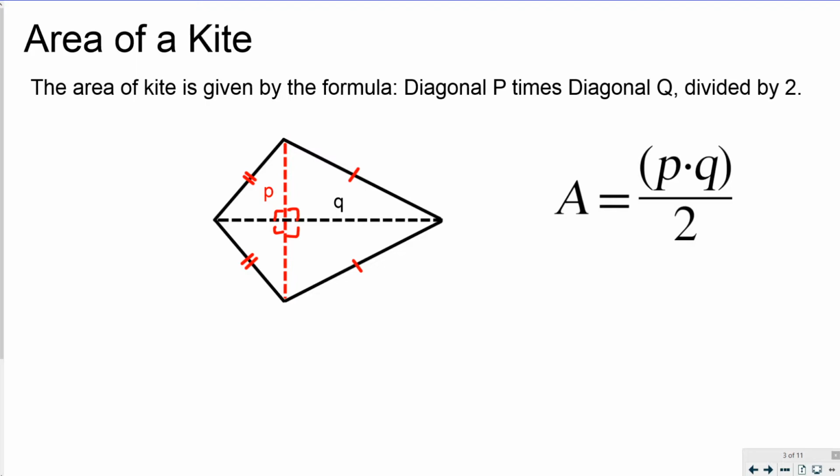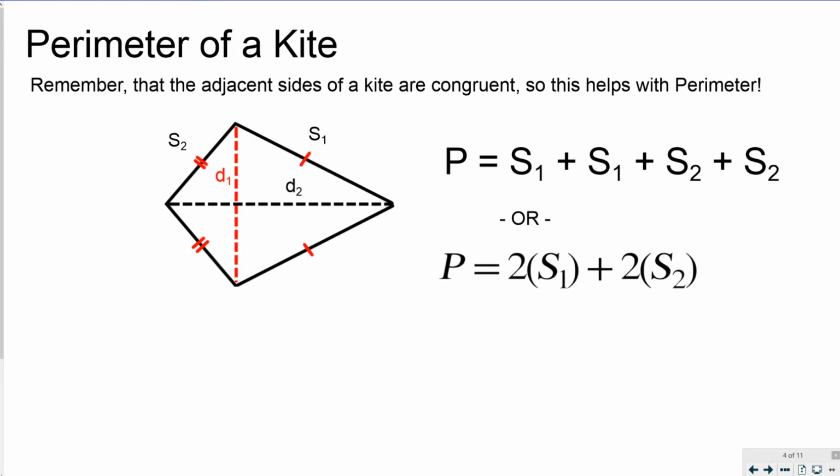The area of a kite is given by the formula diagonal P, the short one, times diagonal Q, the longer one, divided by 2. For the perimeter of a kite, you just need to add all of the sides up. Because the adjacent sides of a kite are congruent, all you have to do is multiply 2 times the short side and 2 times the long side and add them together, and you have the perimeter of your kite.